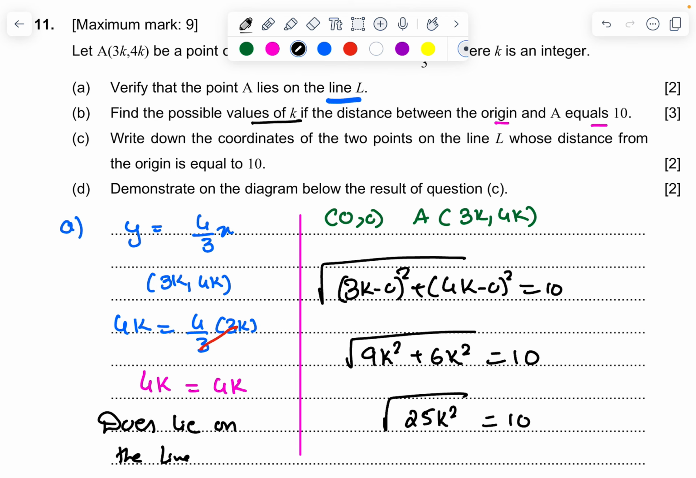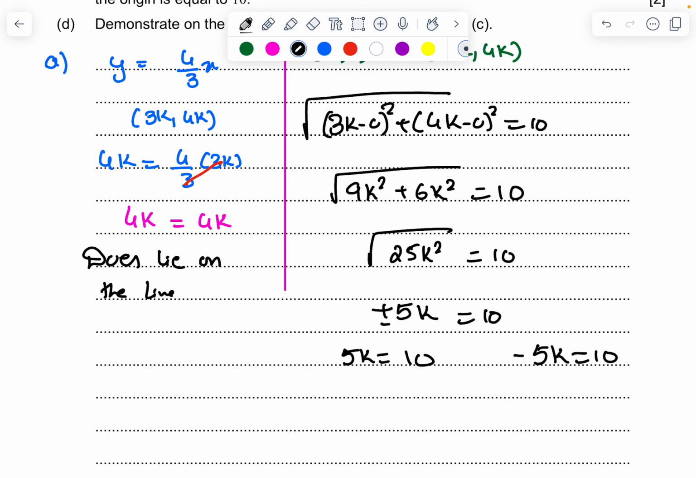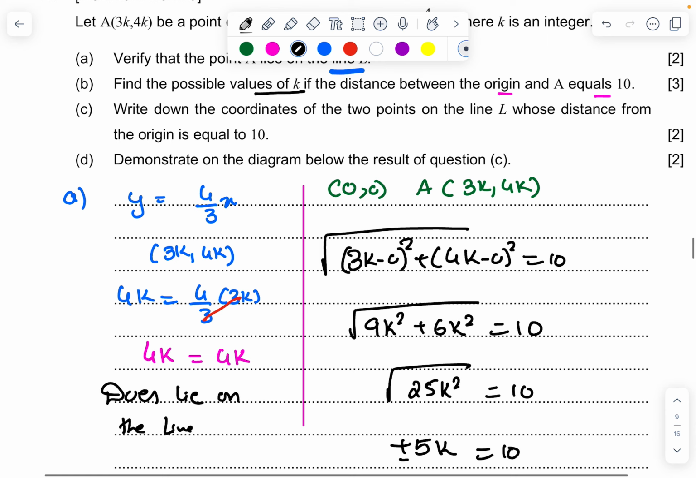Then what do I get from there? Square root of 25k square is plus or minus 5k equals 10. So 5k equals 10 or negative 5k equals 10. This gives me k value as 2 or k value as negative 2. Now coming to part C.